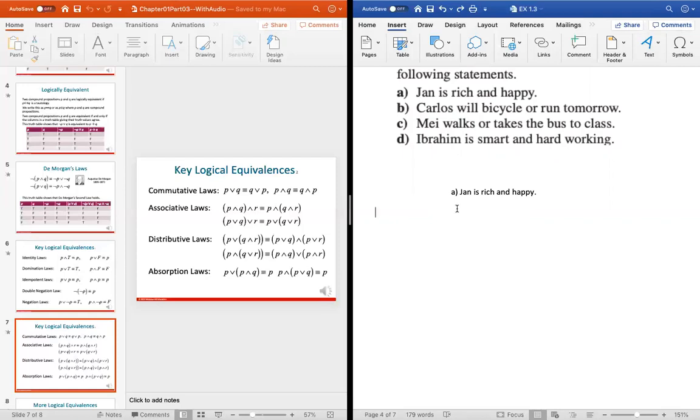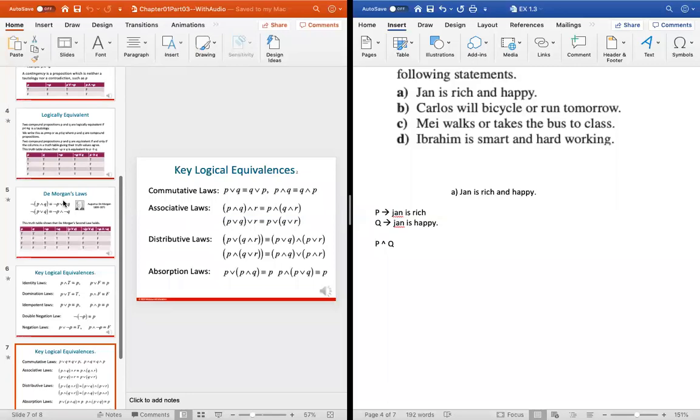Okay. So in this statement over here, we have Jan is rich and happy. So now we have two variables over here. Jan is rich and the other one is Jan is happy. So let's say P here represents Jan is rich, and Q here represents that Jan is happy. And in order to represent this statement, Jan is rich and happy, the statement will become P and Q.